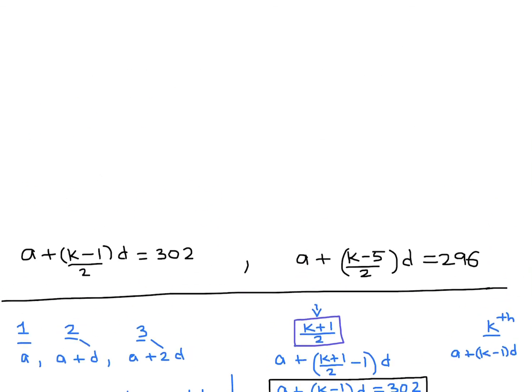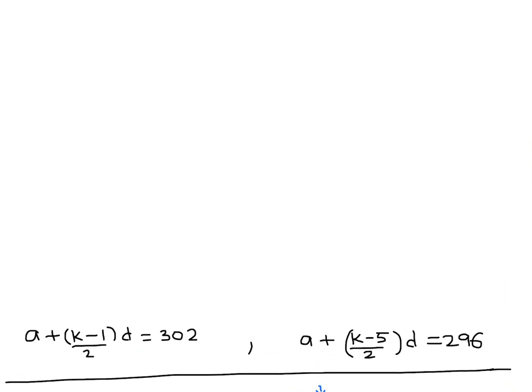All right. So we'll use these two equations to try to find d, which is what they're asking for. This I'll call equation 1, this I'll call equation 2. So I'll just do 1 minus 2. That should be able to get rid of the a's. So 1 minus 2 on the right side is pretty straightforward, 302 minus 296.